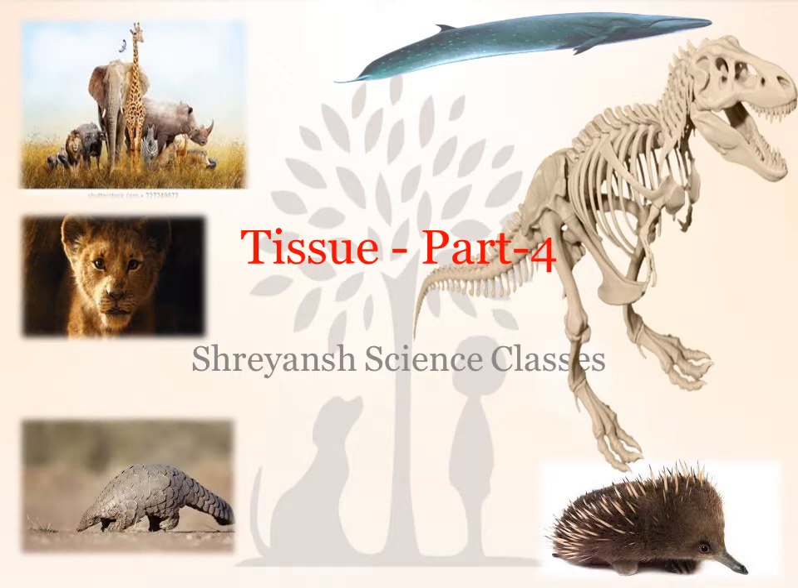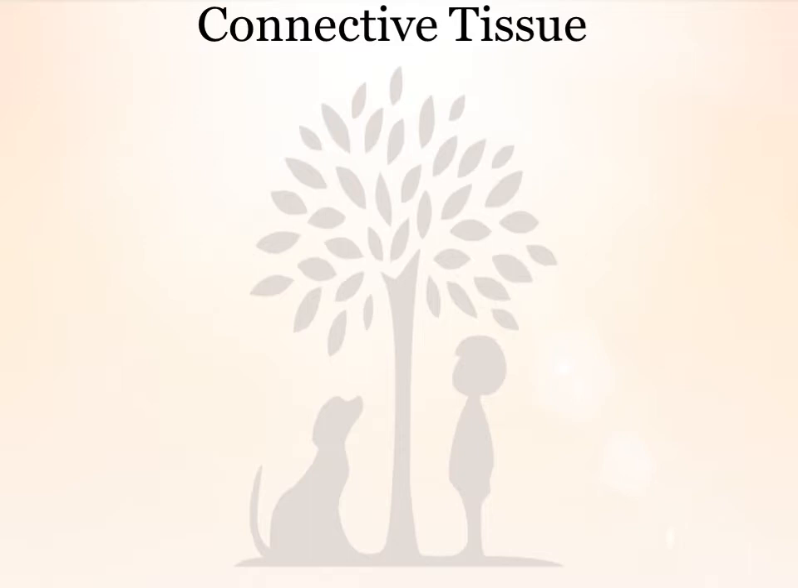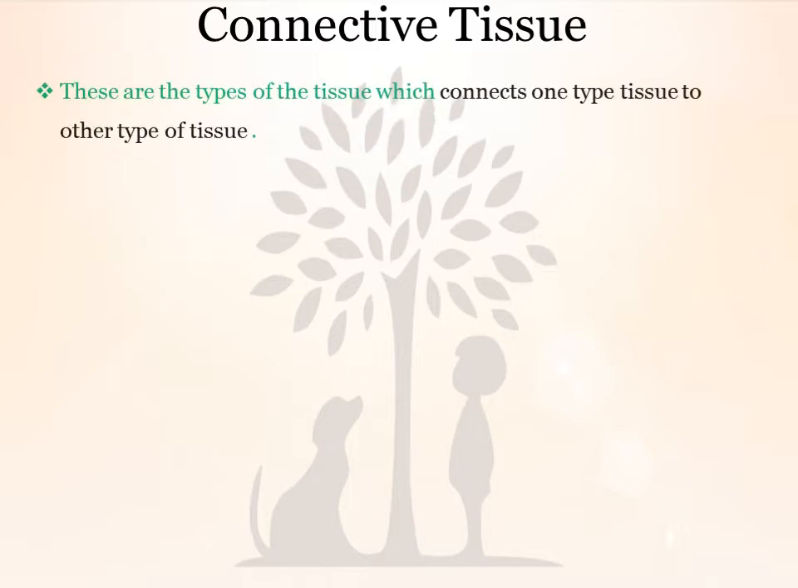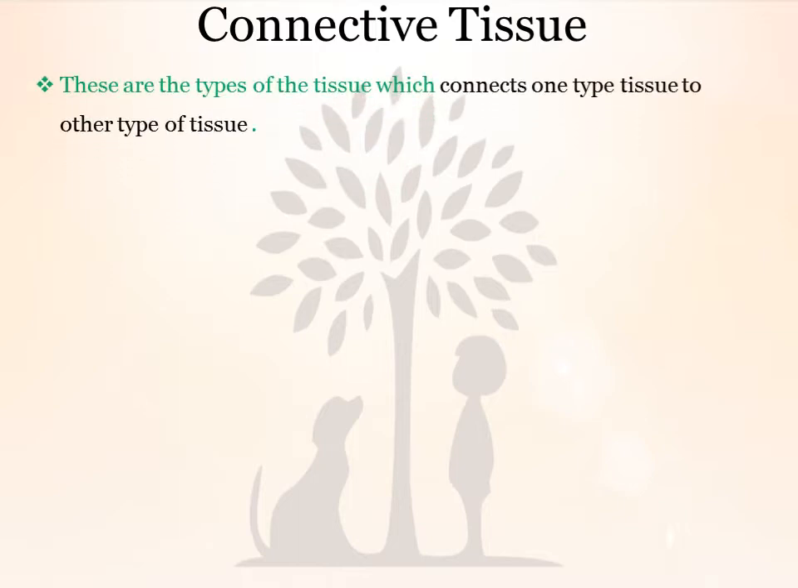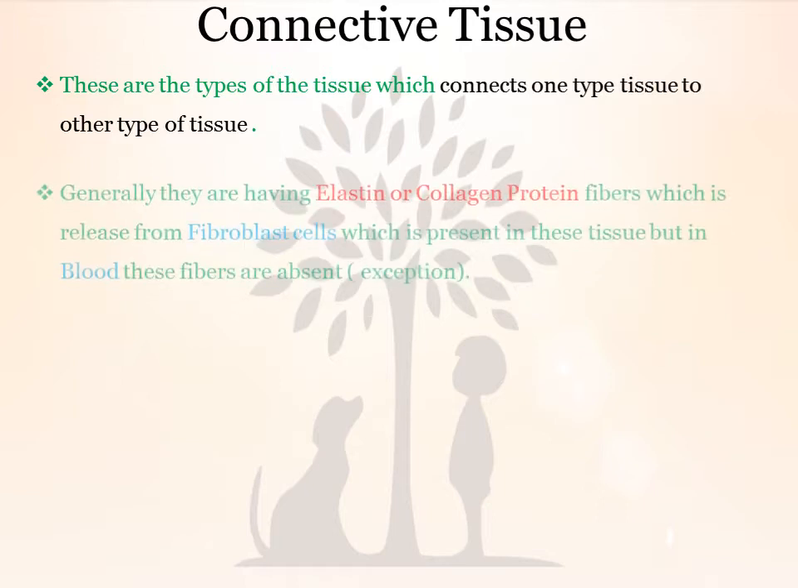So we start. This is the second type of animal tissue, that is connective tissue. As the name indicated, connect. So these are the type of tissue which connect one type of tissue to another type of tissue. Means it connects, like muscle is a type of tissue and neural is another type of tissue, or you can say epithelial type of tissue is another. These connective tissues connect all these with one another.